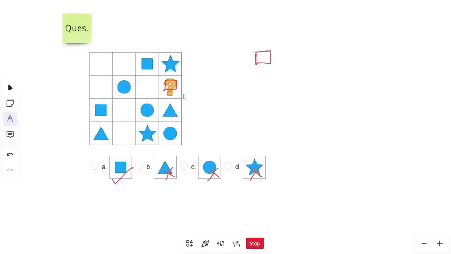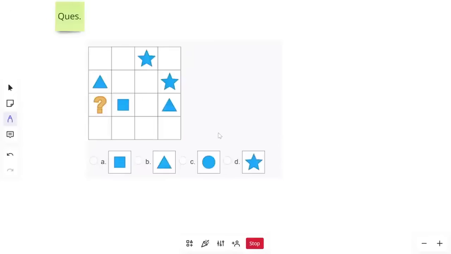Okay, let's now see the next question. Let's look at this question. We have question mark in the third row. Okay, here we have to tell out of the given options which will come in the place of question mark. See, first of all, triangle cannot come here because triangle is already there once in this column. So we have removed triangle as the possibility. Then we have square. So square also cannot come here because square is also there in the same row, right? So now we are only left with circle and star.